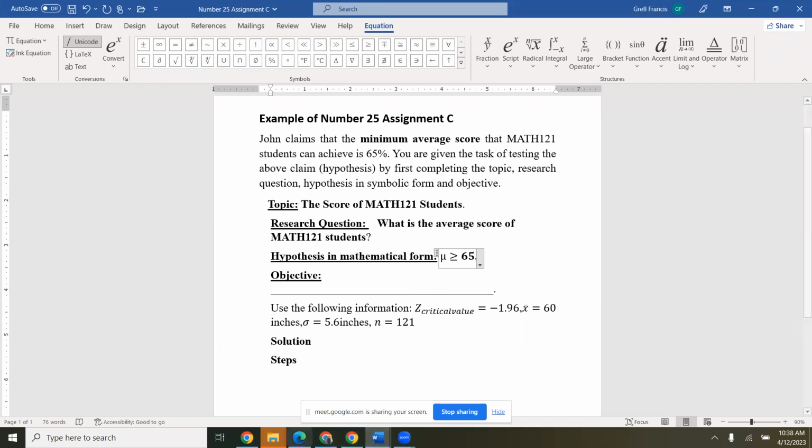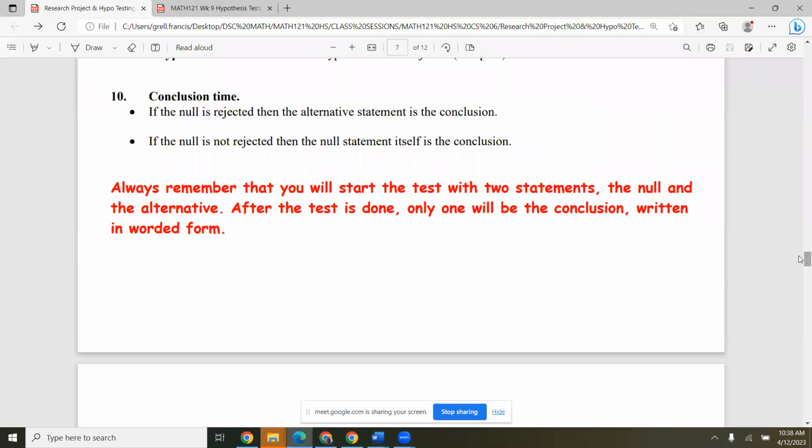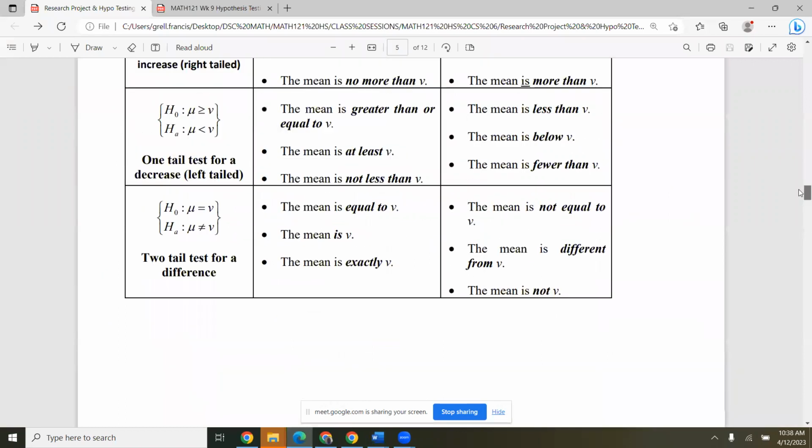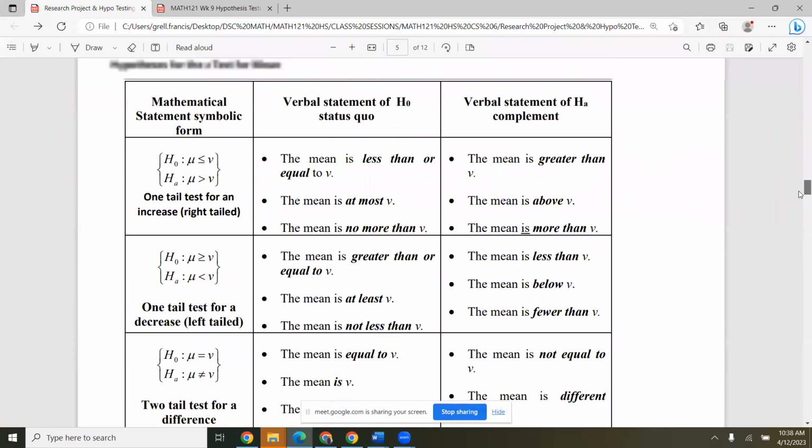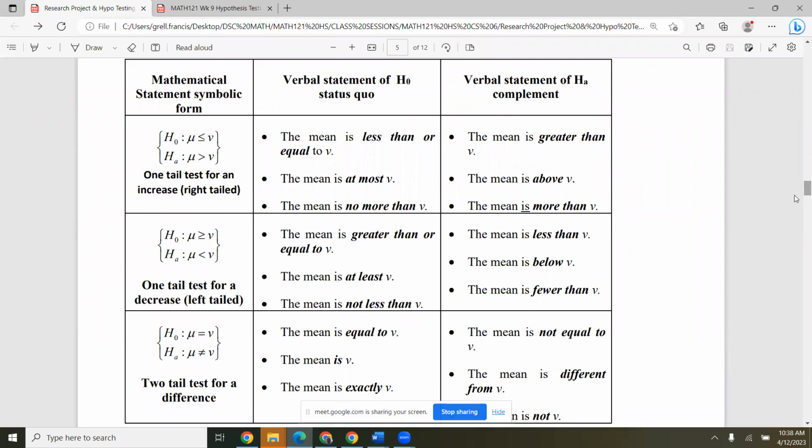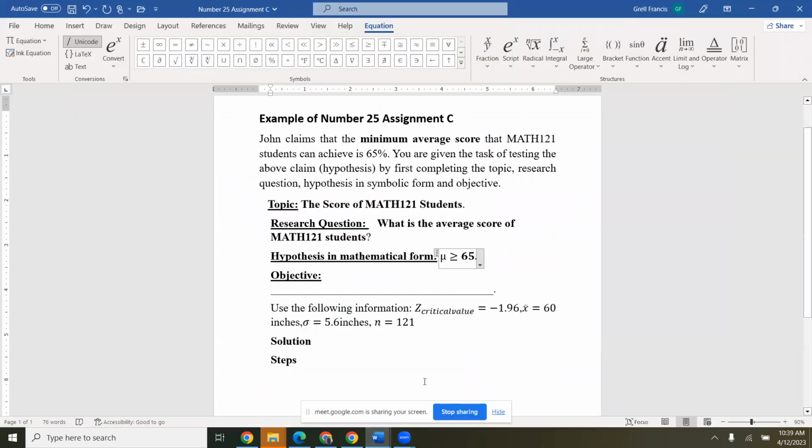And this symbol can also be found in this very important table. This is the table you can use to translate from words to symbolic form. So minimum is like more than or equal to, greater than or equal to, at least, no less than, the minimum, the least amount. So here it is, more than or equal to. And the alternative now will be in the opposite direction without the equal sign. Here it is, it will be less than, okay? And that will complete the pair.